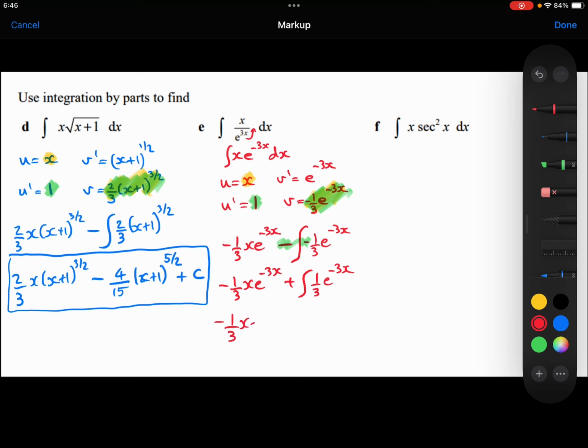And now to actually do that integral, the exponential will integrate to be the exponential, but I need to remember to divide by the minus 3 because of the reverse chain rule. And so my 1/3 divided by minus 3 is going to become minus 1/9. And don't forget your plus C.